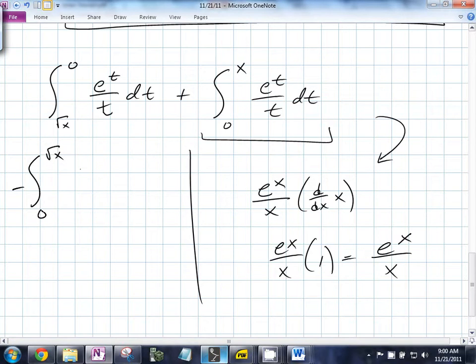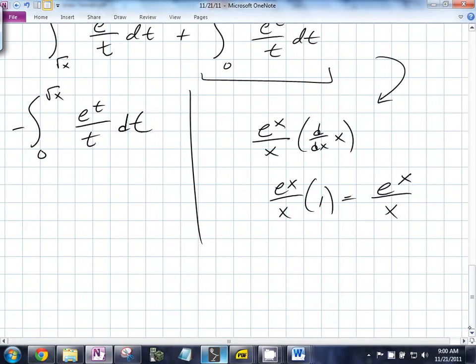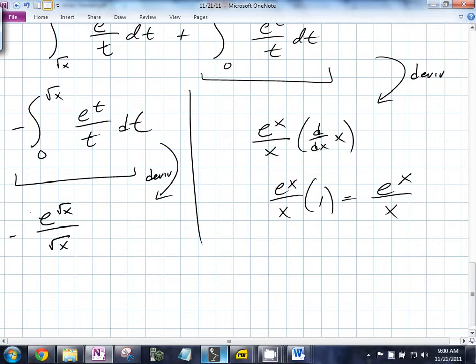Because we know that if you flip the limits of integration, what happens? That's it. Exactly. So now, can we actually do this? Yeah, so what's the derivative going to be? Let me just write this in here. We're doing the derivative. So what does it become? E to the root x over root x, and it's negative, right? Times what? D dx of root x. You have to remember to do that.